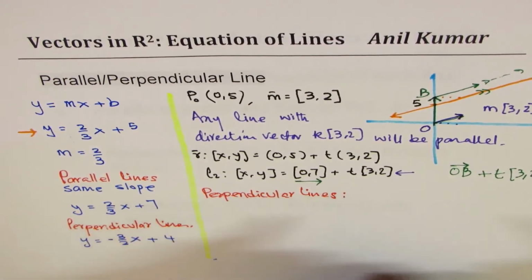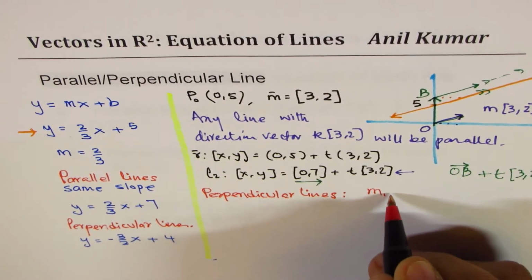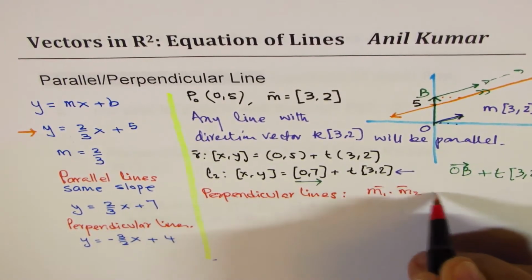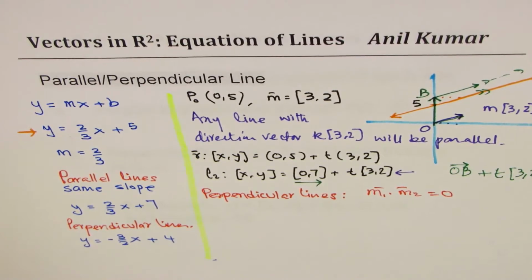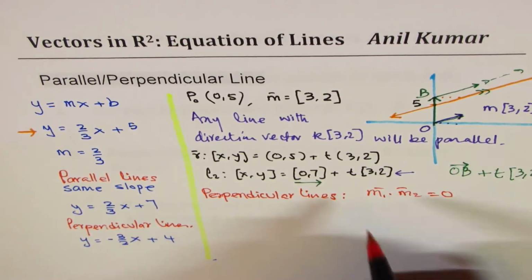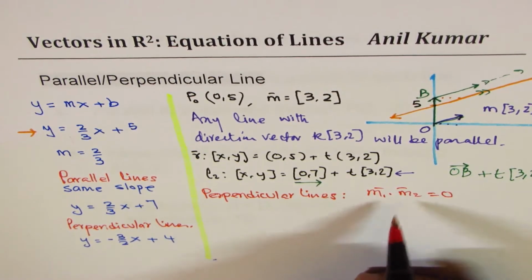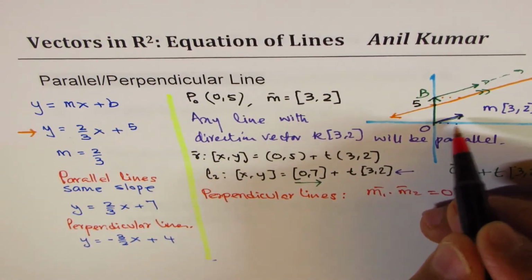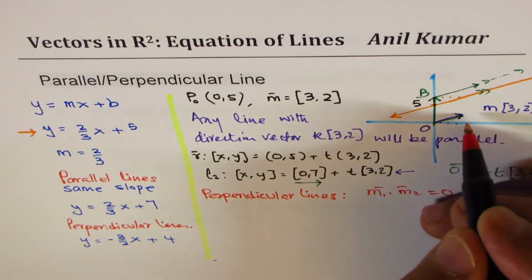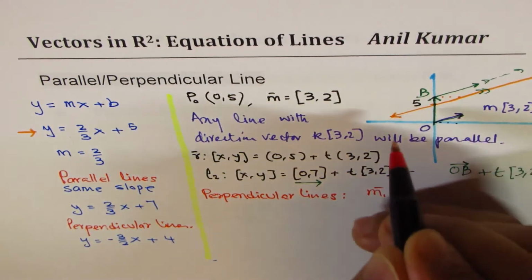Now for perpendicular lines, if we have two vectors m1 and m2, their dot product should be 0. That is very important. Then these directions are perpendicular, right? As you can see, I can always have a direction. If I flip this, it becomes what?